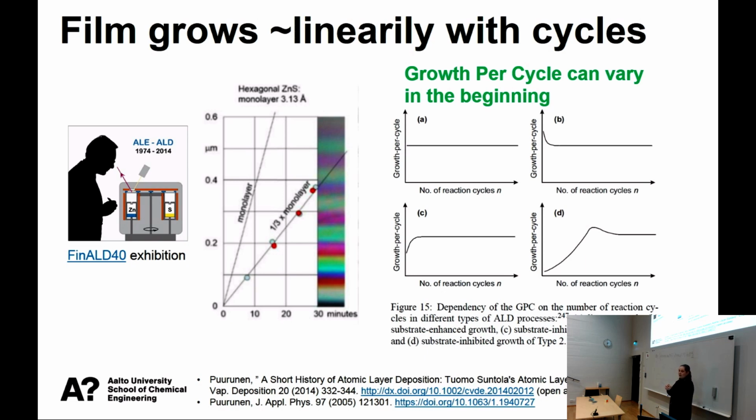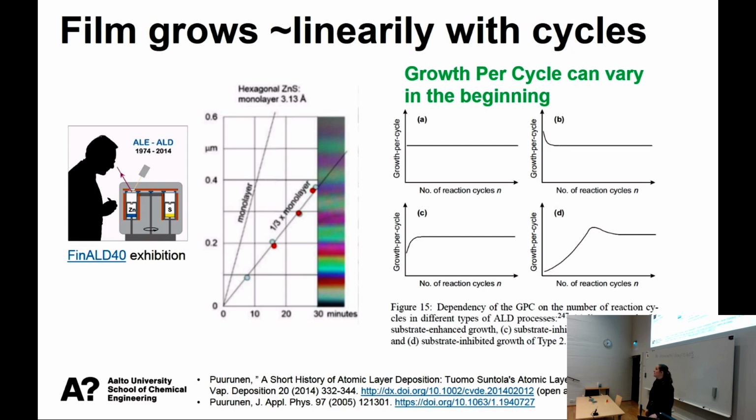And there are examples where the first cycle gives more material than the coming cycles, or where the first cycle gives less material. These have all been observed for different purposes. But this is an effect that typically vanishes after a few cycles, or if you have severe island growth, it might take 100 cycles. But anyway, it typically vanishes.